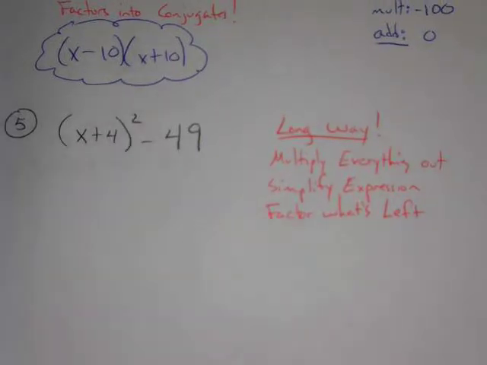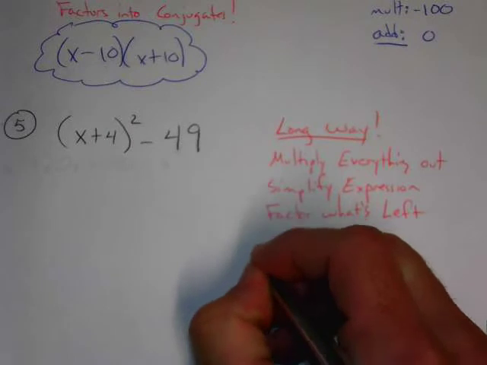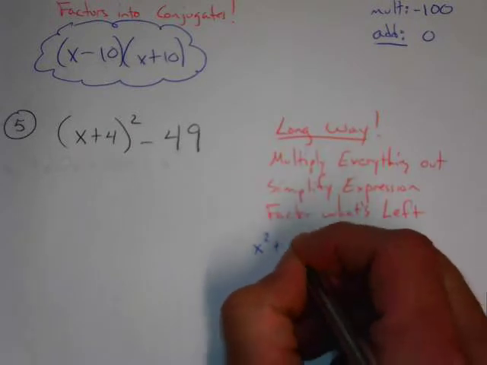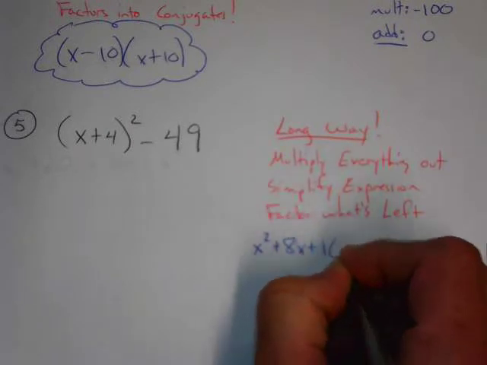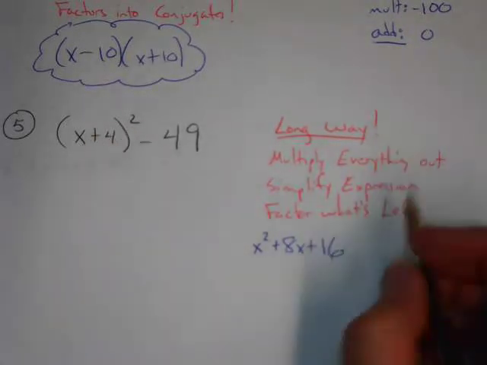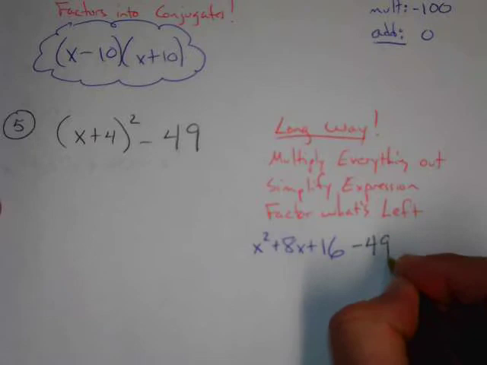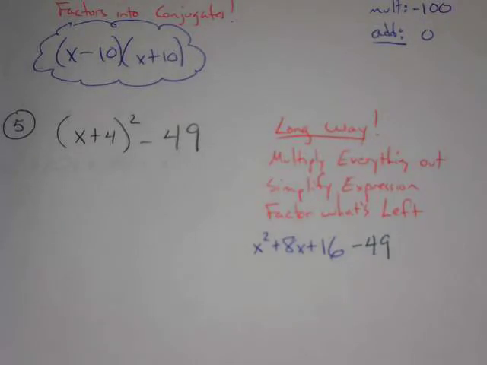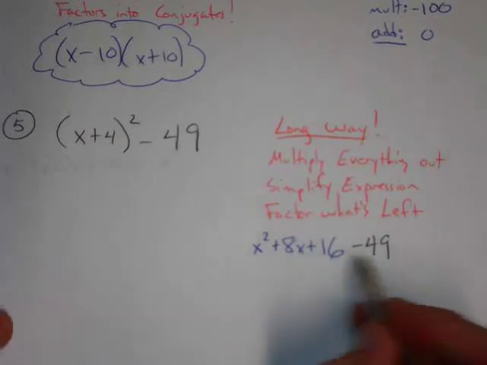squared. So you can use the area model. You can use whatever it is you're going to do. But we'll multiply x plus 4 squared. So we have x squared plus 8x plus 16. That's x plus 4 squared. Then we have our minus 49. All right, so we've multiplied everything out. Now we're going to simplify the expression so we can combine our like terms.